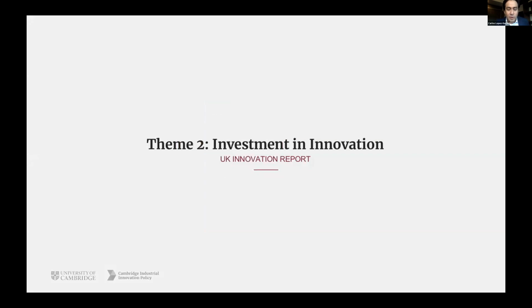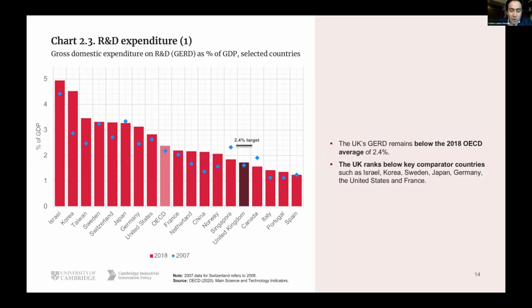Theme 2 addresses the question of whether UK government and the private sector are spending enough on R&D compared to other countries. The UK ranks below key comparator countries, as we see in this graph, such as Japan, Germany, and the US, in terms of what it spends on R&D as a percentage of GDP. So we see here that the UK is below the OECD average.